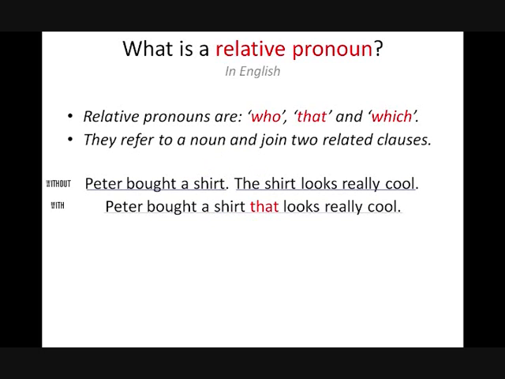Let's have a look at what this does to the sentences themselves. Notice how originally Peter bought a shirt. The shirt looks really cool. There were two separate clauses. Well, when you use a relative pronoun, they're joined together into the same sentence. But they're not the same clause, but we'll look at that later.